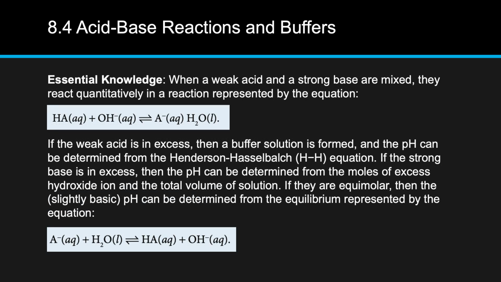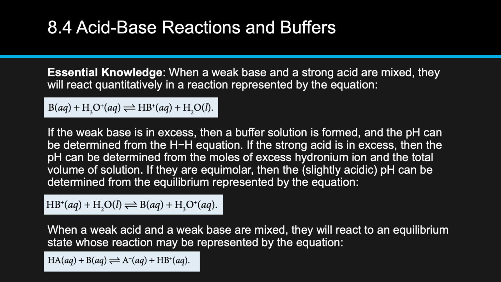You will also learn that when a weak acid reacts with a strong base, they neutralize to form the conjugate base and water. If the weak acid is in excess, a buffer forms and pH is calculated using the Henderson-Hasselbalch equation, which we will go over in 8.9. If the strong base is in excess, pH is determined from the leftover OH-. If equal amounts react, the solution becomes slightly basic due to the conjugate base reacting with water.